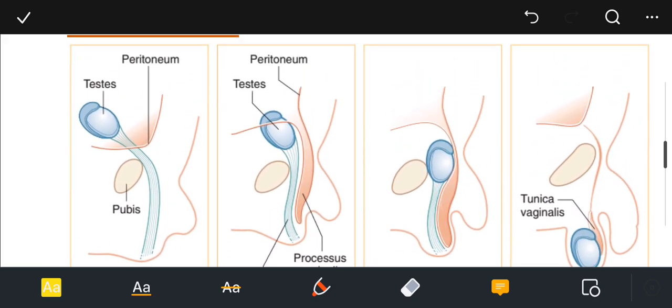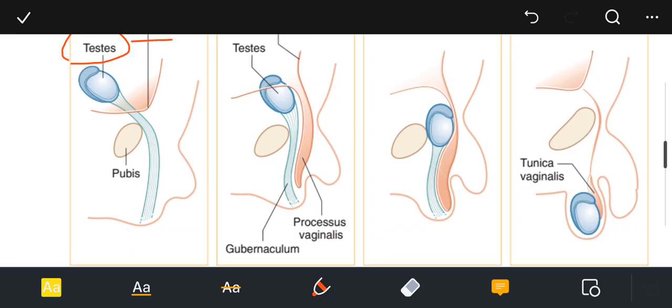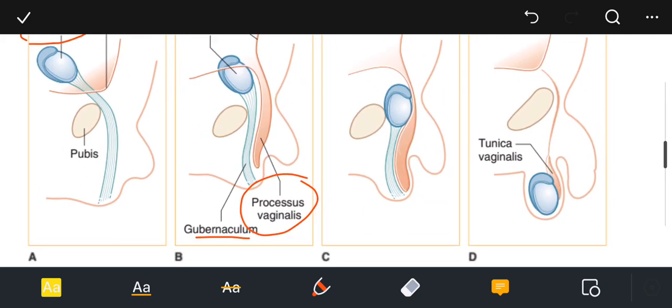The next point is about the descent of testes. When we talk about the descent of testes, you must know that testes are basically abdominal organs. They are formed or developed in the abdomen, and then they descend downwards. So these are the testes, and this is the peritoneum. The testes descend under the direction of the processus vaginalis, as you can see over here. This is the processus vaginalis, and this is the gubernaculum. The processus vaginalis and the gubernaculum are directing the testes downwards, and then you can see over here.